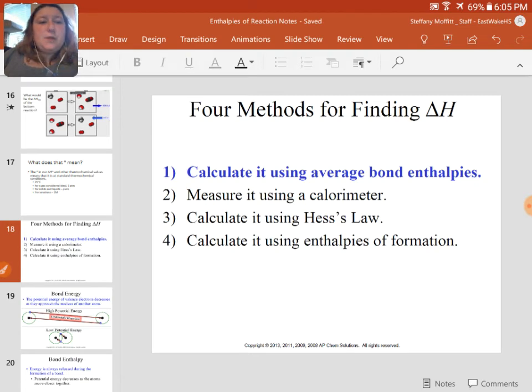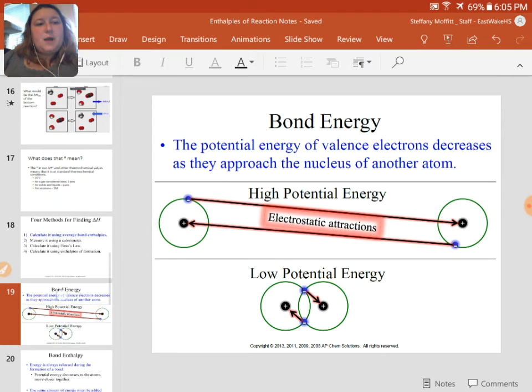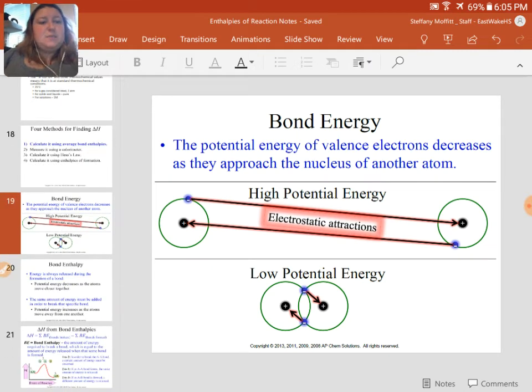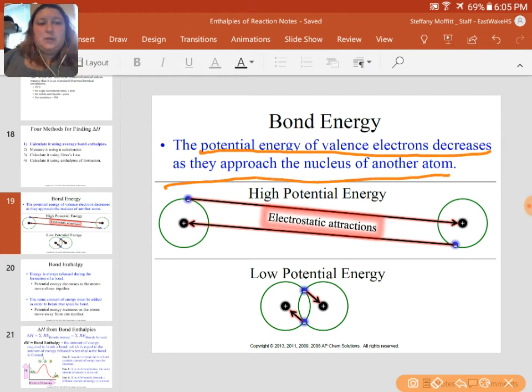So next we're going to figure out delta H using bond enthalpies. Bond energy is the potential energy of valence electrons. They're going to decrease as they approach the nucleus of another atom. So potential energy, not kinetic energy. The potential energy of the electrons decreases as they approach the nucleus, so their kinetic energy increases as their potential energy decreases. As they get closer to other nuclei, they feel the attraction, basically, for lack of better terms.